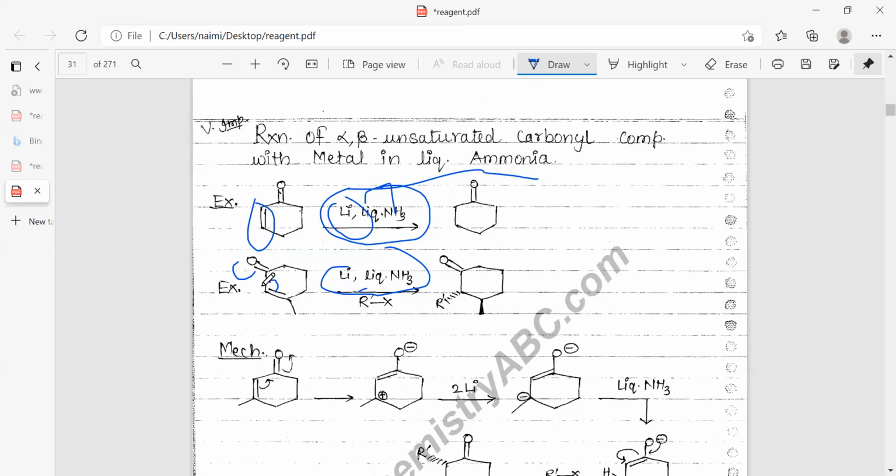So that's why the electron density here will attract this R minus. And when the reaction is carried out, you will draw this methyl group on the wedge, and the remaining group will come on the dash side. So the stereochemistry of this substrate and this product will be very important for that.